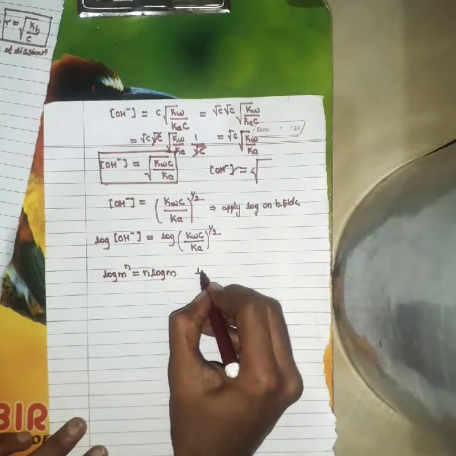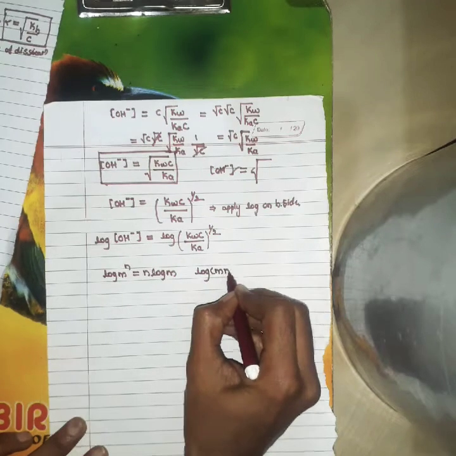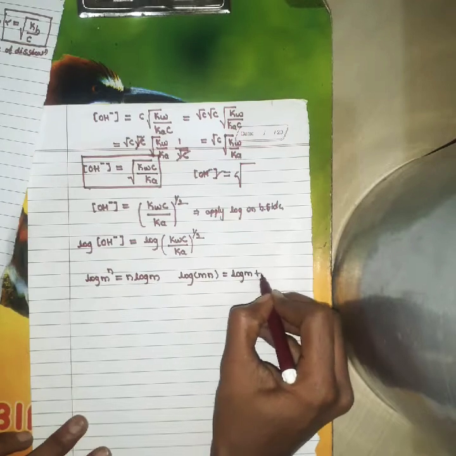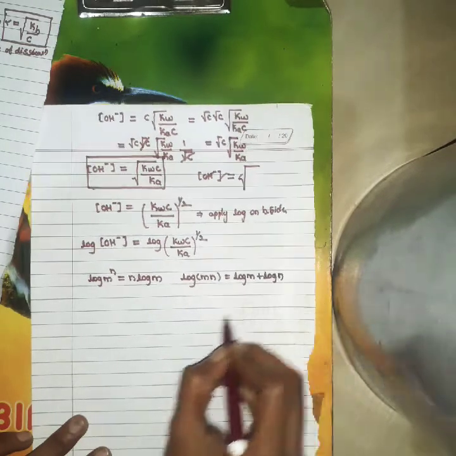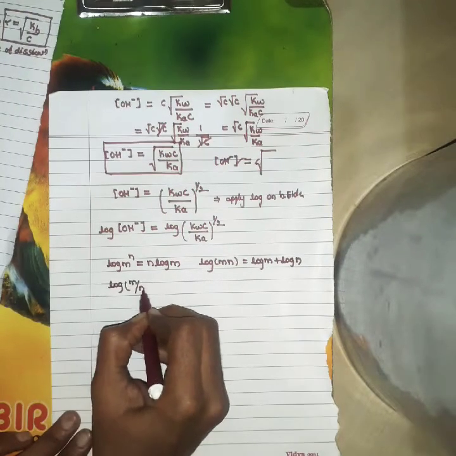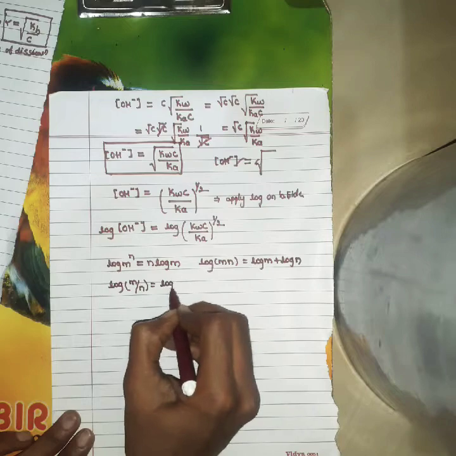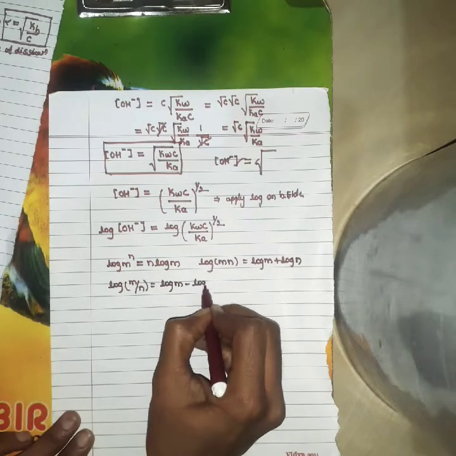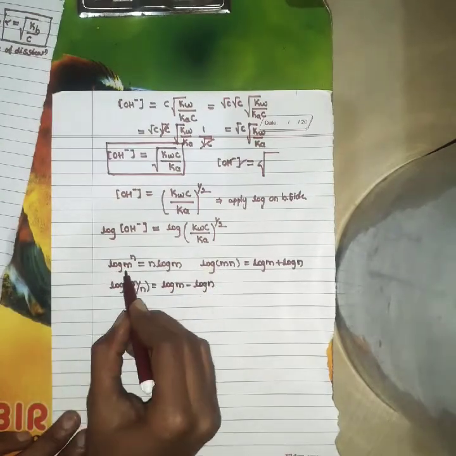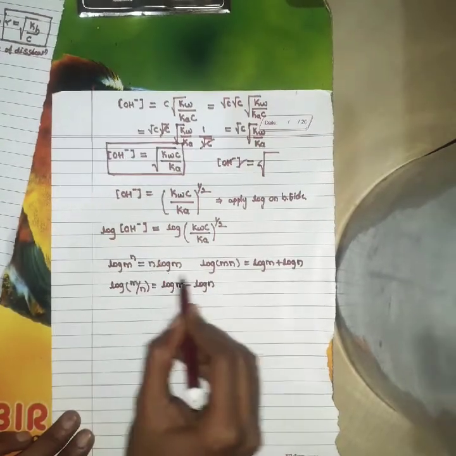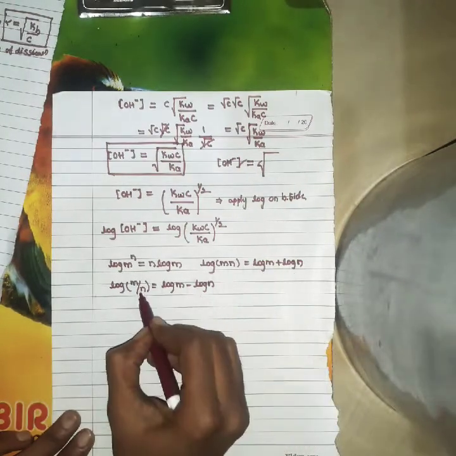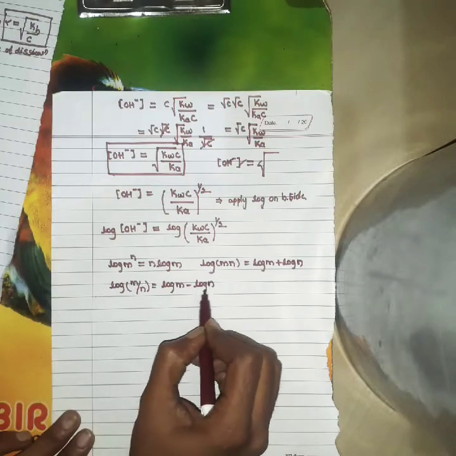If log of m into n is there, then you have to write log m plus log n. This is another property: if log m by n is present, you have to write log m minus log n. These are the three properties used in this equation. Log m raised to n is n log m. Log m into n is log m plus log n. If it is divided, it is log m minus log n.